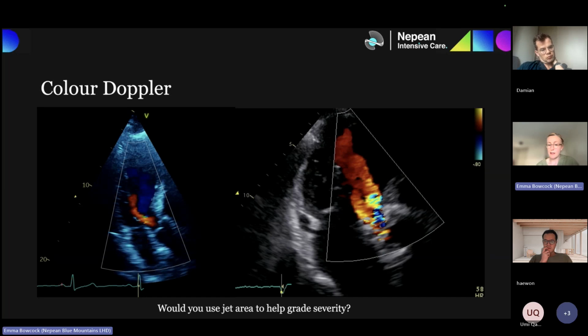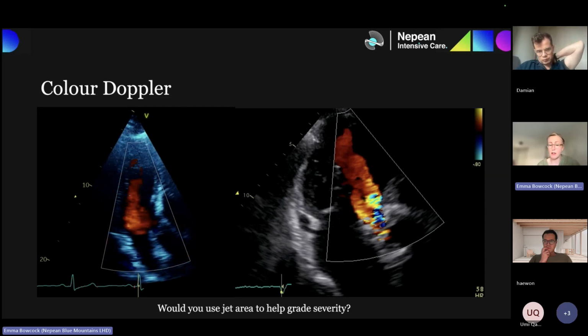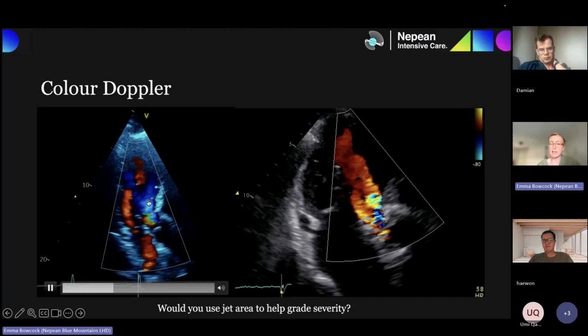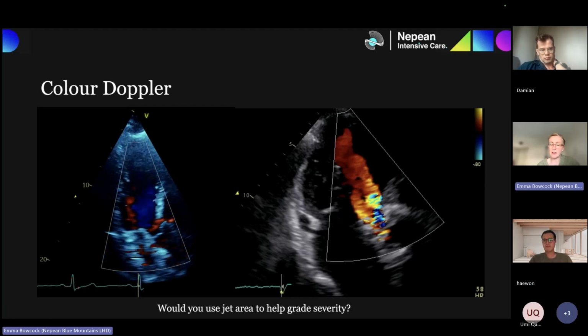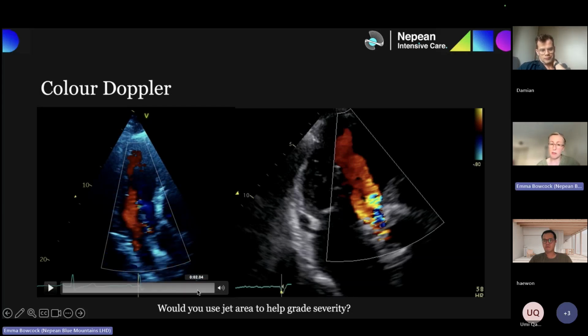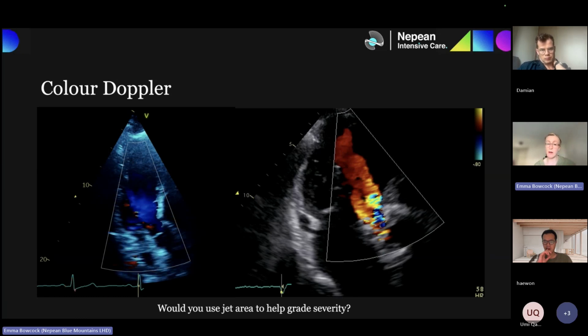I've already told you the answer to this, but would anyone use the jet area, a bit like you do in mitral regurg and tricuspid regurg, to help grade severity? Like how much it expands into the LV and how big that jet area is. If you remember one thing that I tell you today, don't use that as a marker of severity. You'll be up the wrong garden path. It's really unpredictable what happens to that jet area once it's gone back into your LVOT, and you get all sorts of expansion and entrainment. And you can really overcall severity if you're just looking at that.